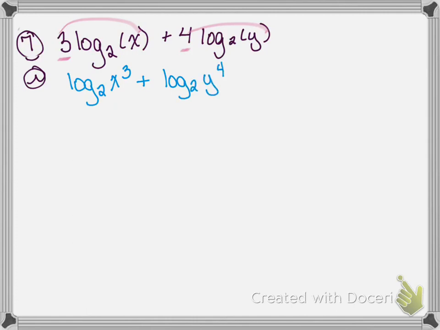Okay? And now my next step is when I am adding 2 separate logs together, I can rewrite that, as long as they have the same base, as a single log, and the x to the third and the y to the fourth are multiplied together. So I have rewritten multiple logs as one single log because they have the same base. And so 3 times log base 2 of x plus 4 times log base 2 of y simplifies, and I can put it all together as log base 2 of x to the third, y to the fourth. Okay, we're going to do that again.